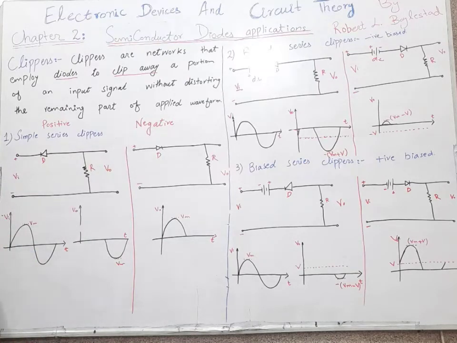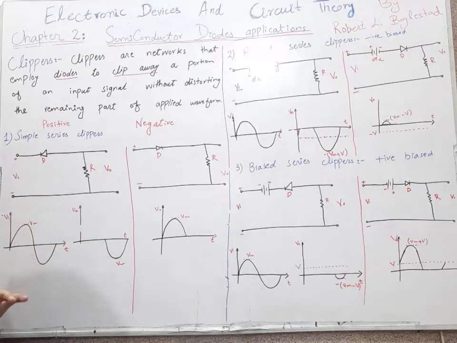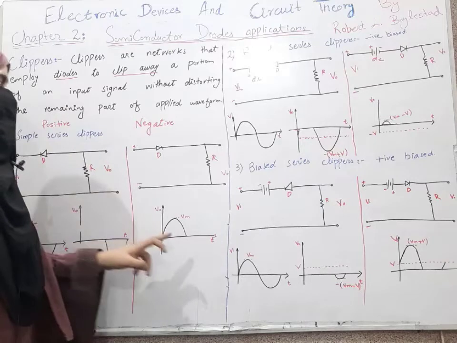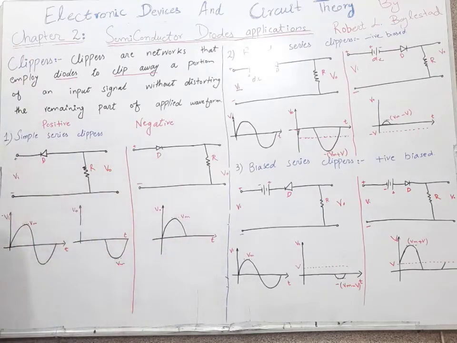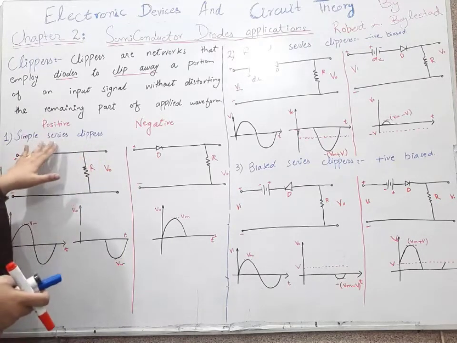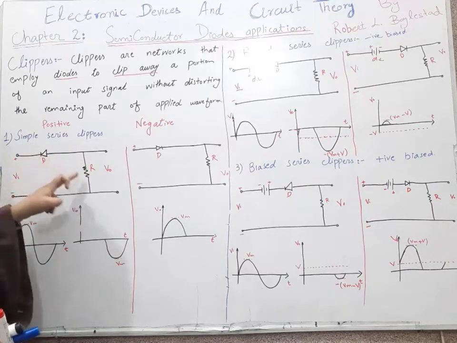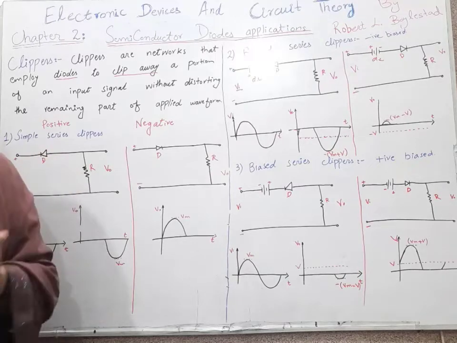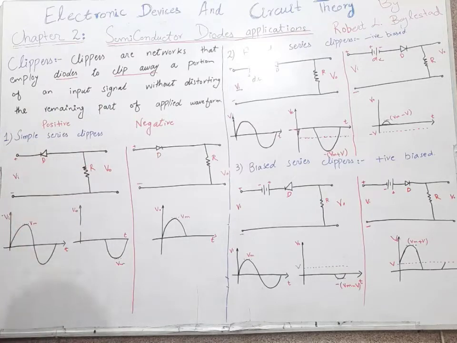Now we will discuss positive and negative clippers. Positive clippers are those clippers which will clip away the positive portion of the applied waveform, and negative clippers are those which will clip away the negative portion of the applied waveform. We will also discuss series and parallel clippers. Series clippers are those in which the diode is connected in series with the resistance, and parallel clippers are those in which the diode is connected in parallel to the load resistance R.